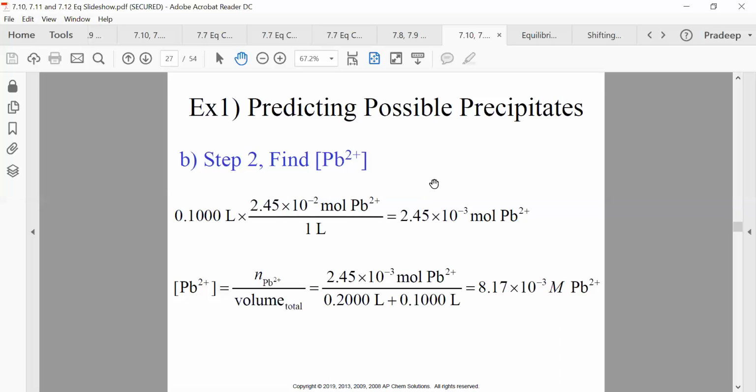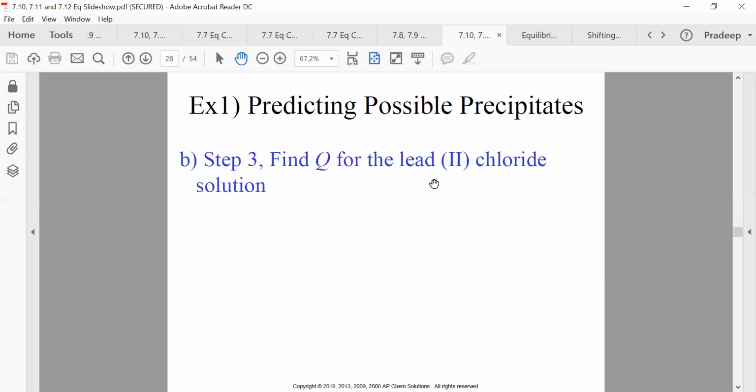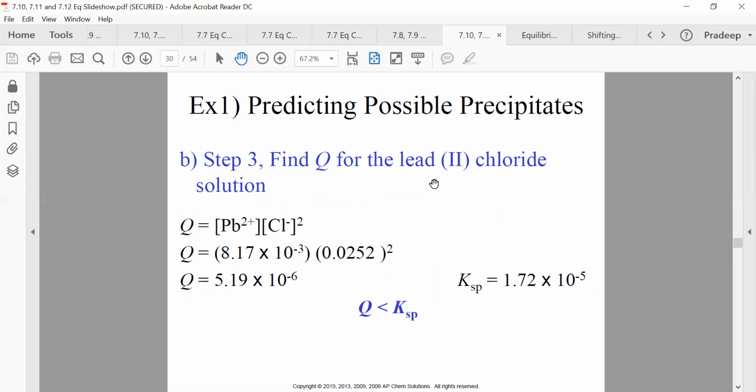Similarly, you'll find the concentration of lead ions, and then you'll find the Q value for lead chloride. Q is the concentration of Pb lead ions times the concentration of Cl minus ions squared, which you got here. Now, when you multiply that, you get the value of Q. The Ksp value you found out from before, right? And then you compare the Q and Ksp.